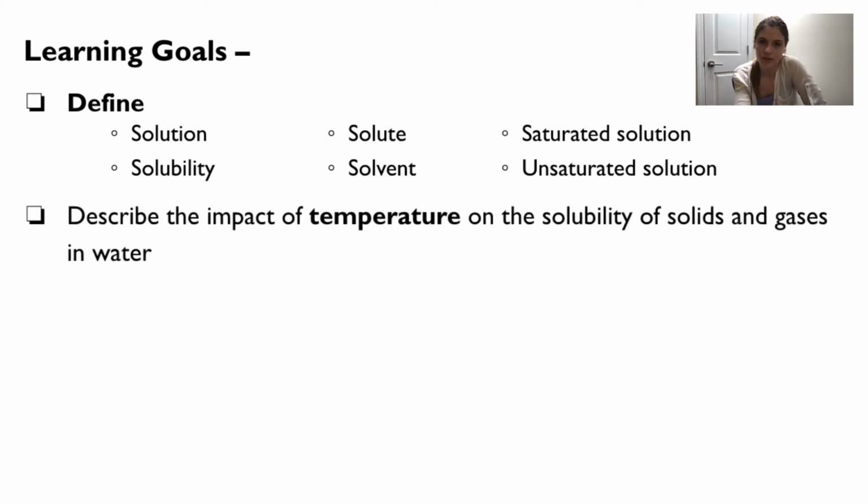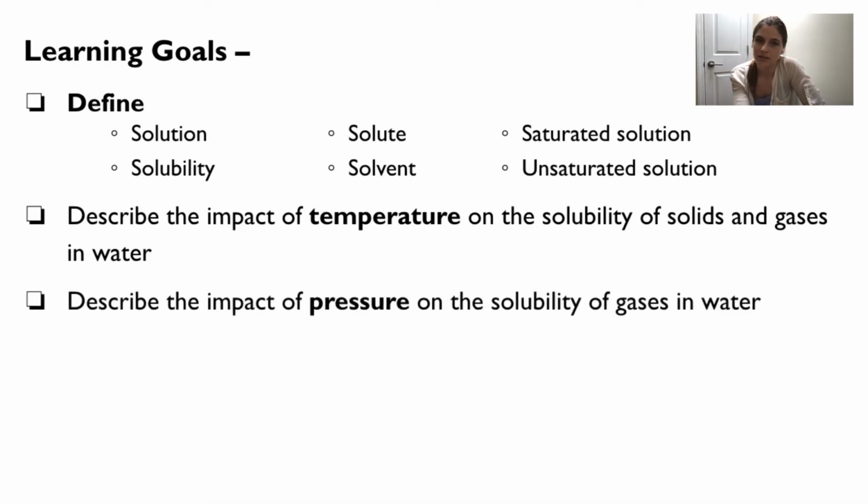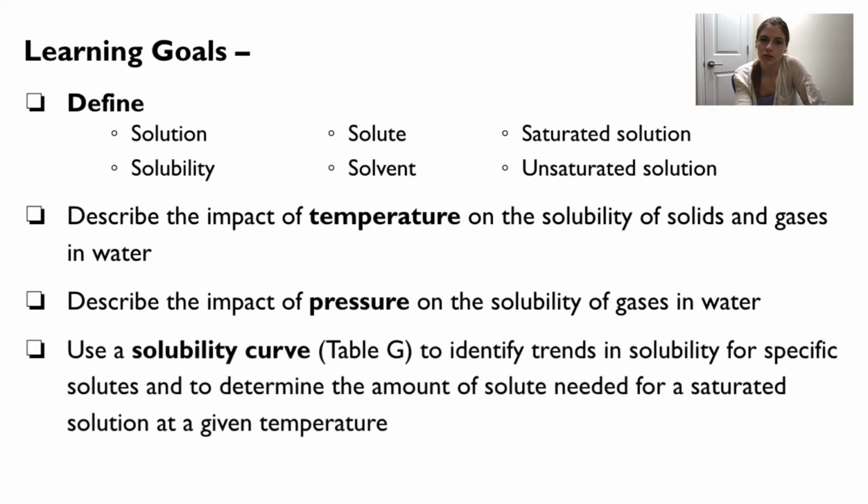We're also going to describe the impact of temperature on the solubility of solids and gases in water, and the impact of pressure on solubility of gases in water. Finally, we're going to use a solubility curve, for example, the one on table G, to identify trends in solubility for specific solutes and to determine the amount of a solute needed for a saturated solution at a given temperature.